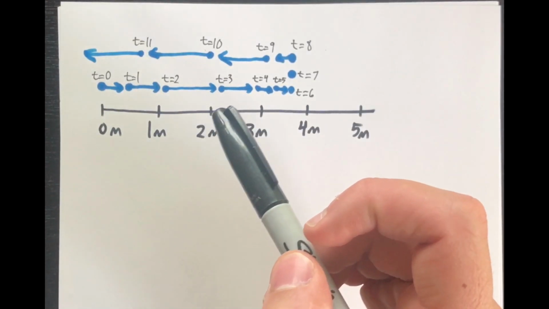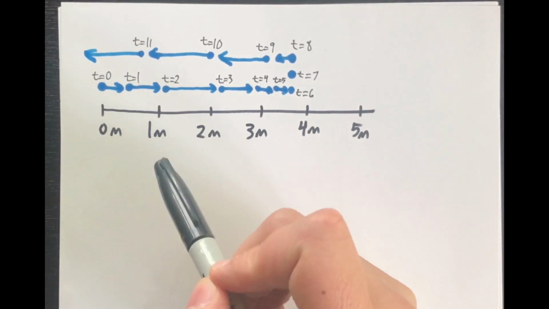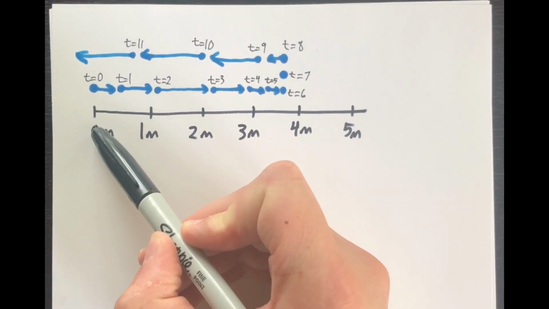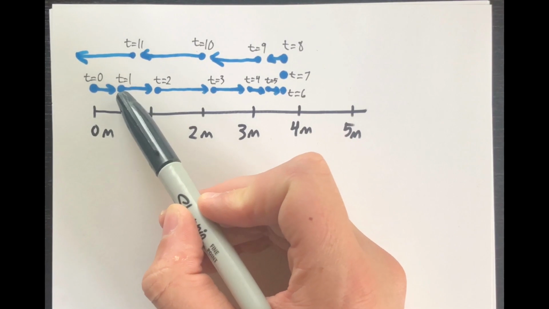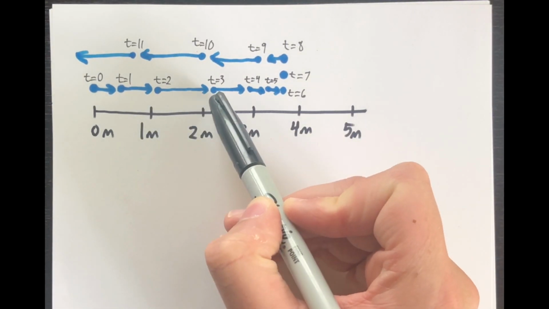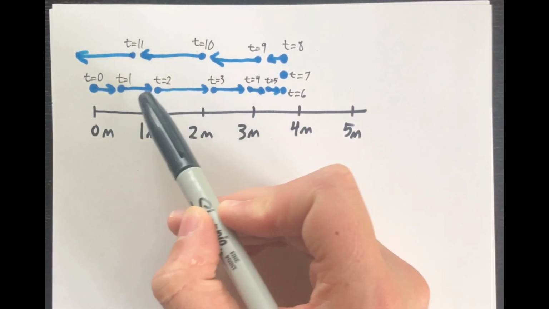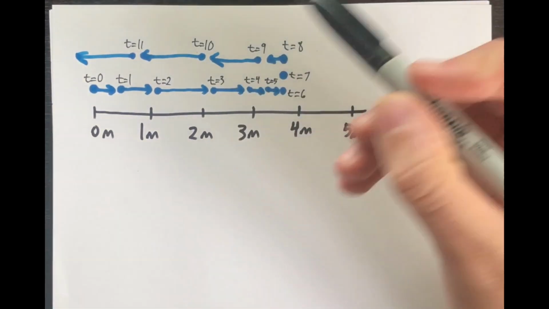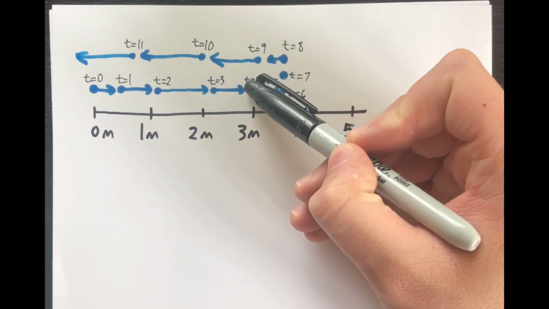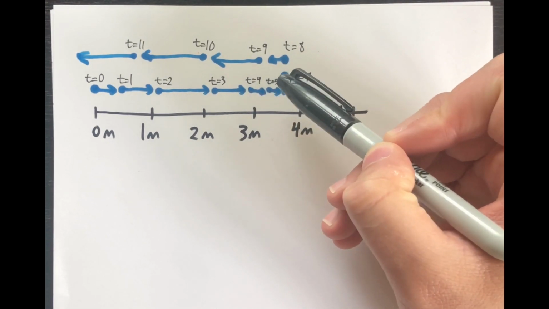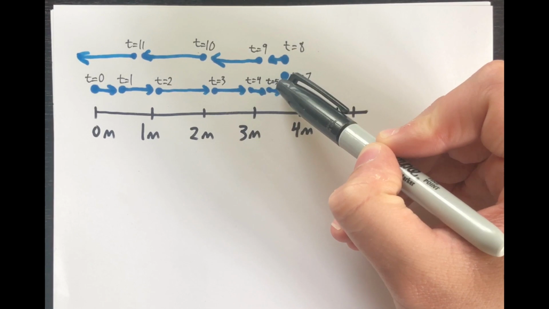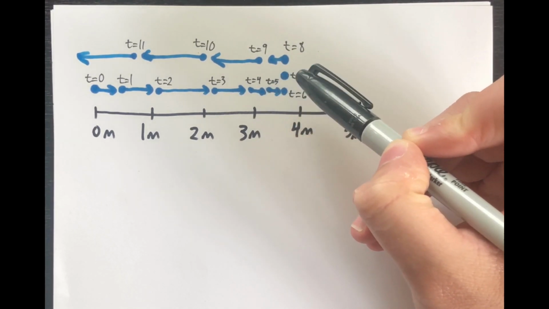I have one more example here that I made up to sort of round things out. So in this example, we see the object starts at t equals 0 at 0 meters, and then as we move to t equals 1, 2, and 3, the dots are getting further apart and the arrows are getting longer, which means the object is speeding up. And then as we go from t equals 3 to t equals 4 to t equals 5, we see that the arrows are getting closer together again, indicating that it's slowing down, the speed is decreasing.